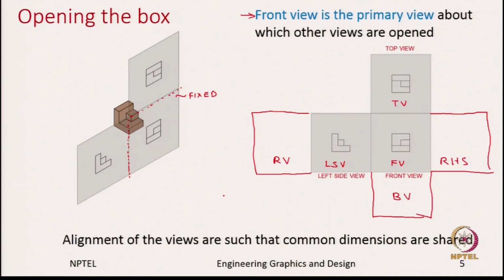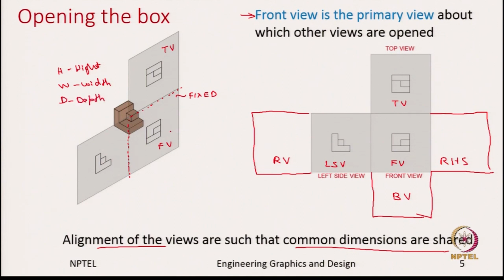Okay. If you have noticed, we said that the alignment of views is such that common dimensions are shared. So, now let us focus on the front view and top view. Which dimensions do they share? For example, this object has height h, w for width and d for depth.